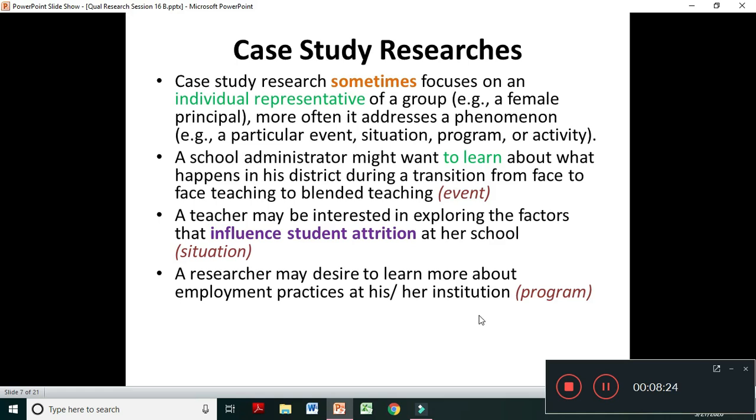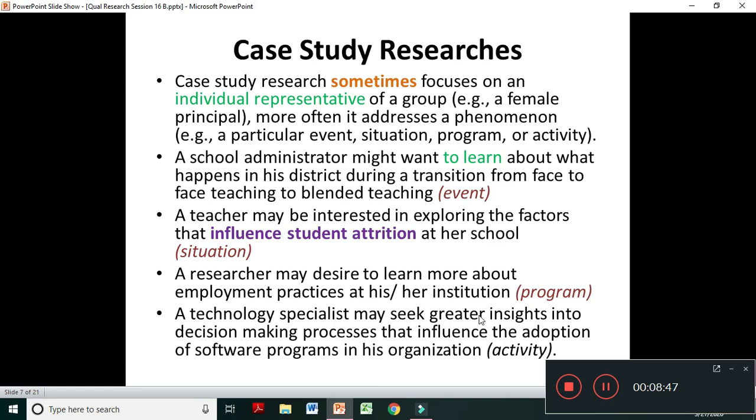Another example, a researcher may desire to learn more about employment practices at his or her institution. Institutions have employment programs, and the researchers may study those programs. A technology specialist may seek greater insights into decision-making processes that influence the adoption of software programs in his organization. So decision-making is an activity. A researcher may be interested in studying that activity to develop greater insights into decision-making processes.